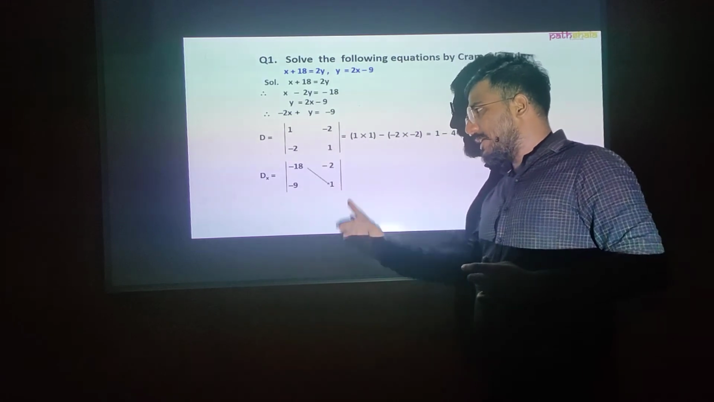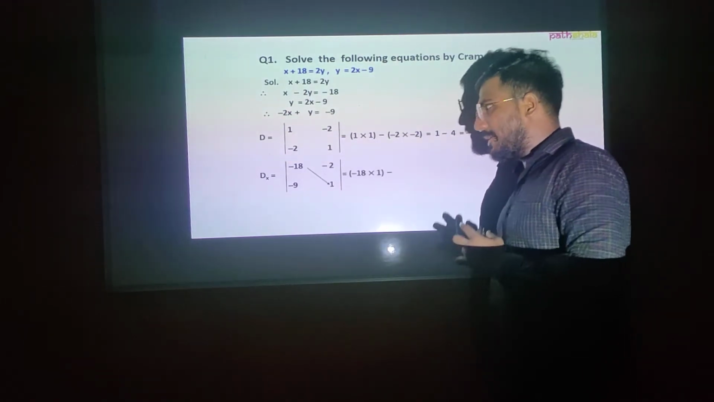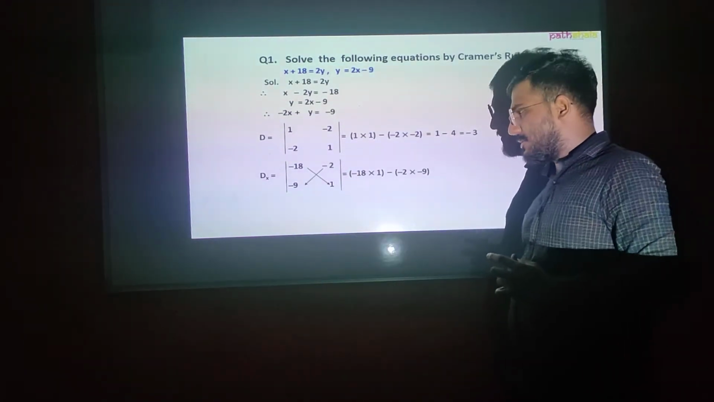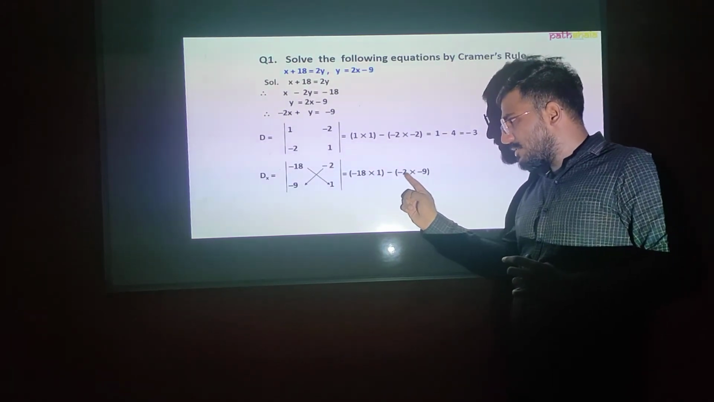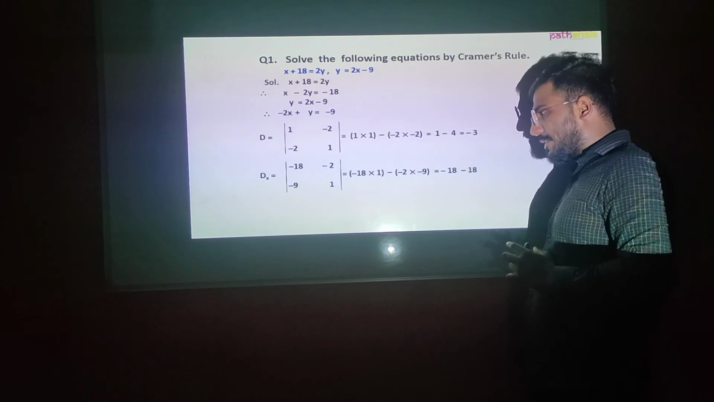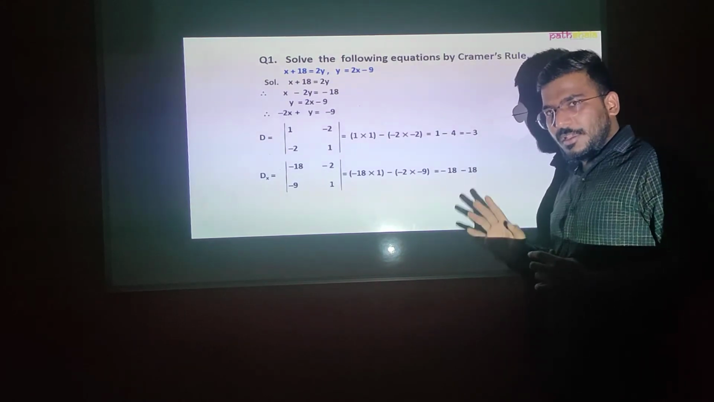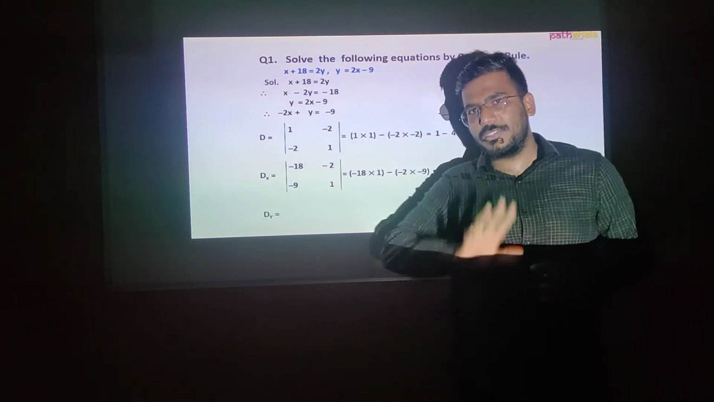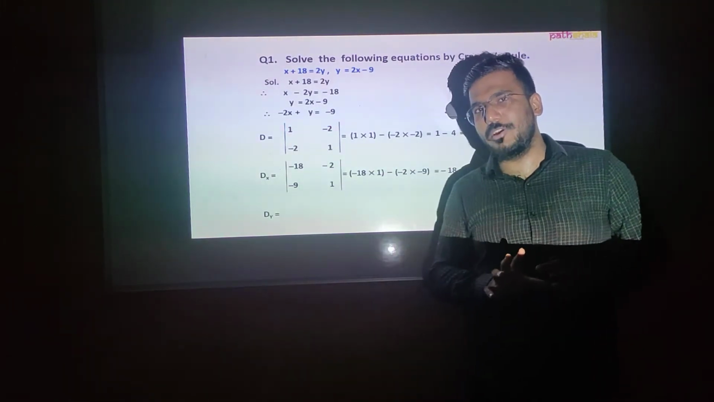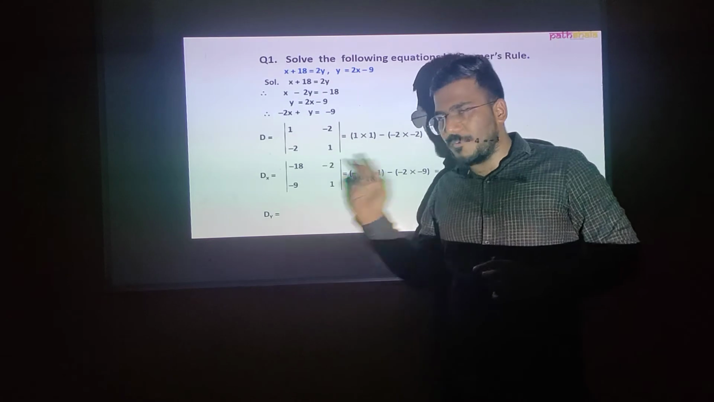Start. -18 multiply by 1 minus -2 multiply by -9. So -18 into 1 -18, minus -2 into -9 -18. So minus minus plus 18 और 18 को प्लस किया तो 36. Answer is -36. So that was second determinant. Now it's your job and your task. Please help me out. Determinant y कैसे बनाएंगे?